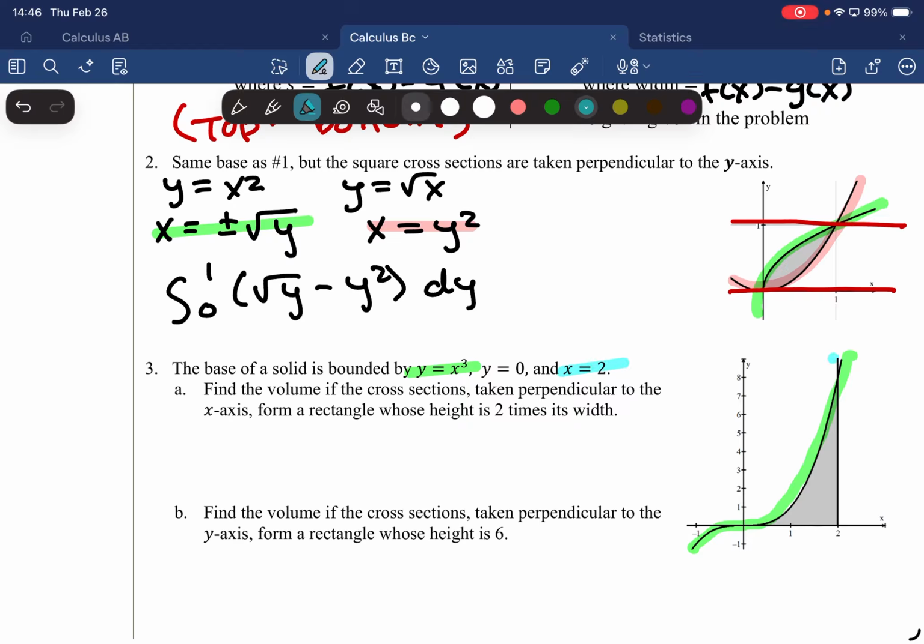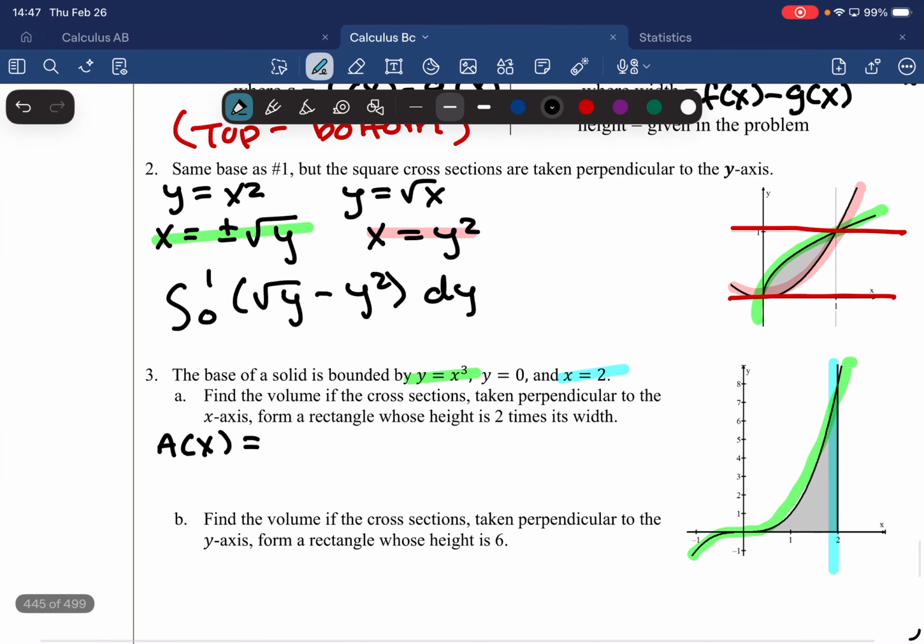And then I have x equals 2 here. Okay, it wants me to look at a rectangle, which means I'm going to be doing the integration of the area of a rectangle, which is width times height. So first, I'm going to start off by writing that area. So A of x is equal to the width. And for the width, we know that we're going to do the function on the top minus the function on the bottom.